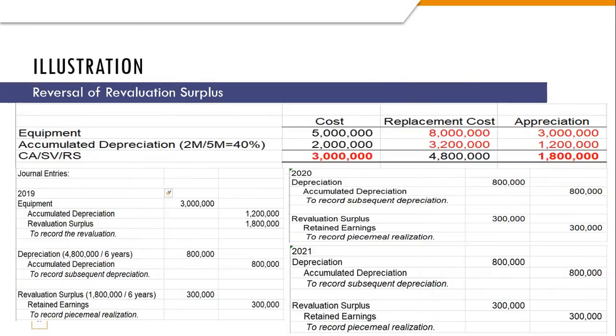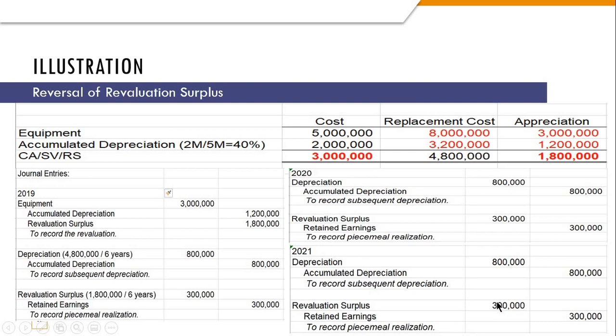Okay? Sige. Tingnan natin yung revaluation surplus natin dito. Di ba yung revaluation surplus natin dito is, eto siya, 1.8 million. Di ba? May credit balance siya. On 2019, nag-revaluation nagtanggal tayo ng 300,000. On 2020, nagtanggal na naman tayo ng 300,000. In 2021, nagtanggal na naman tayo ng 300,000.